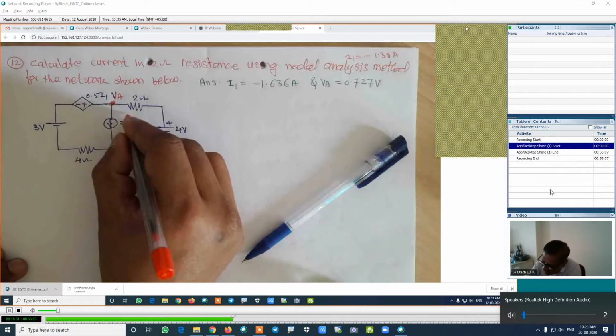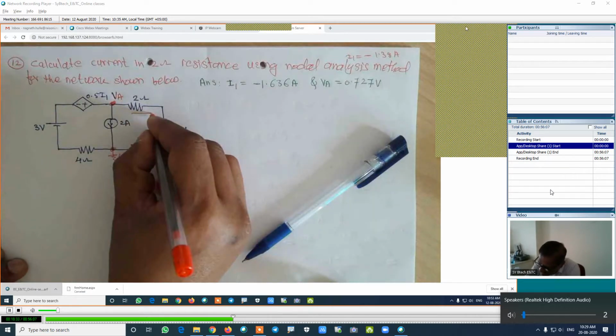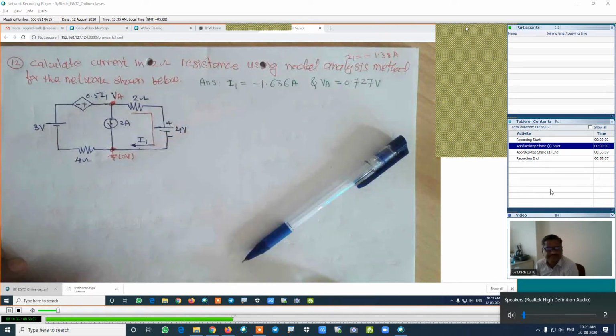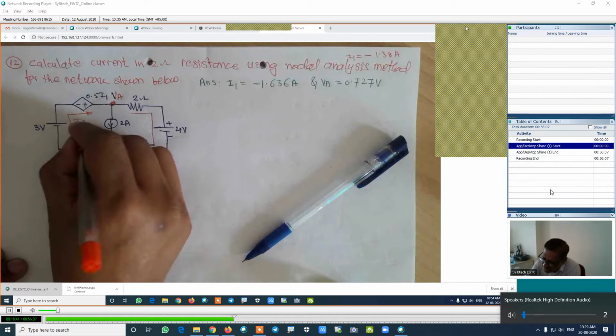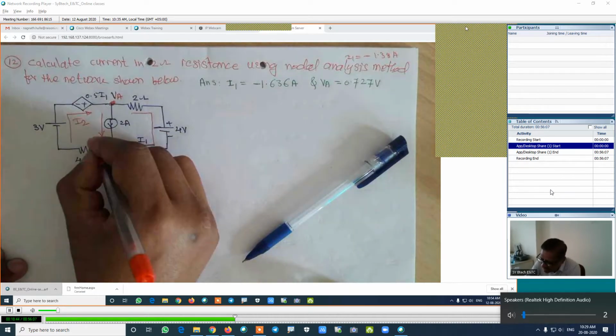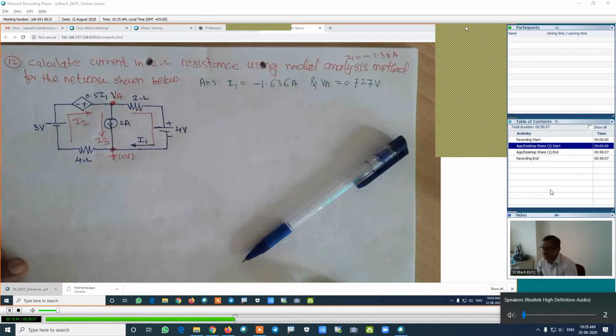This current is already defined. It is given in the figure itself, which is I1. Is it right? This current I will name as another current, which is I2. This current I will name as another current, which is I3. We are just giving different names.